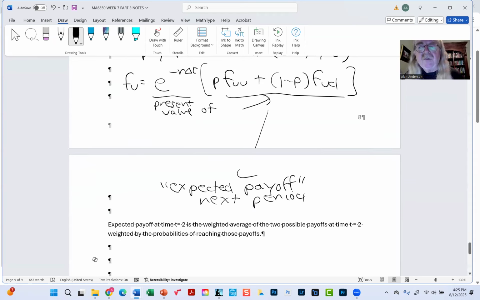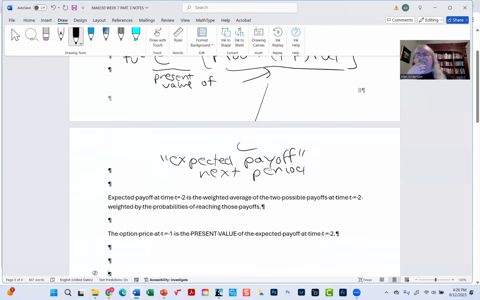That's the expected payoff, but we still have one more thing to do because that payoff is next year or next period, whatever the case may be. The value of F_U today is the present value of that payoff. So F_U, the option price at t equals 1, is the present value, because the value will be at this level in one time period. It's the present value of the expected payoff at time t equals 2. So in other words, now this is a logical follow through the rest of the tree.